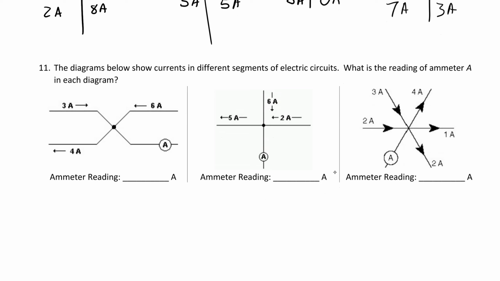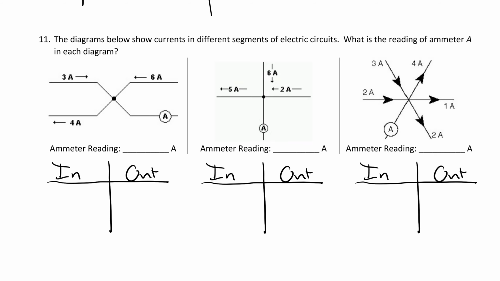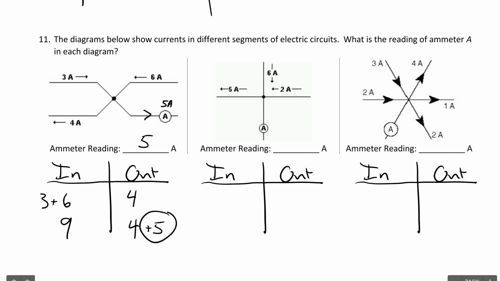So you could do number 11, similar concept, but it's a different way to ask the question. It says, what is the reading of ammeter A in each diagram? Well, let's do the in-out thing, and I'm just going to copy that over for the rest of them. So let's see what we got for this first one. We have 3 amps. I'll do 3 plus 6 coming in, 4 amps coming out. So what is that? 9 in, 4 out. So to make this equal, this has to be 5 amps. You need another 5 going out. So this would be this way, 5 amps.